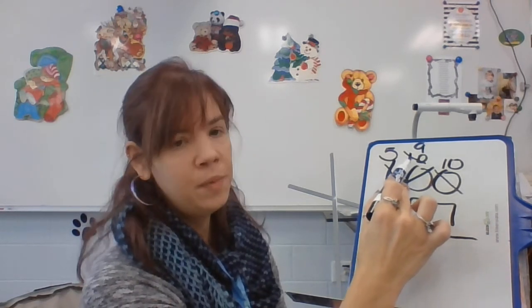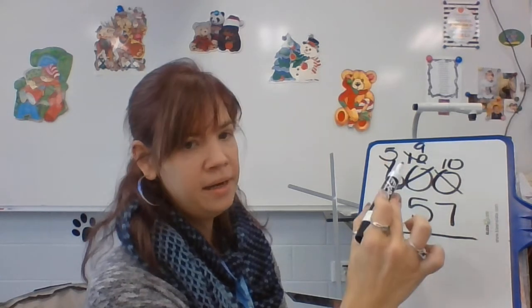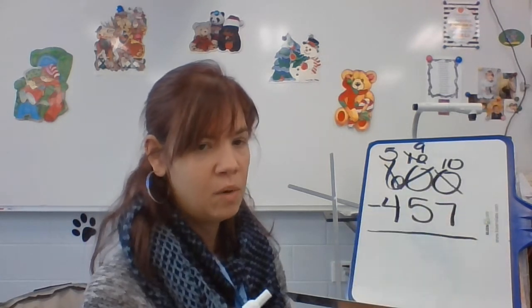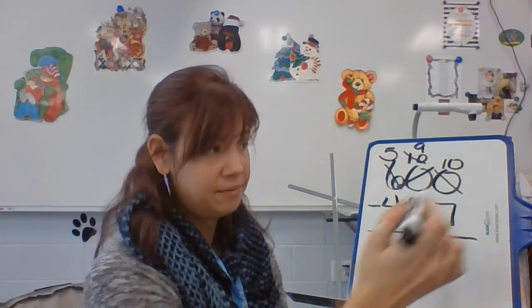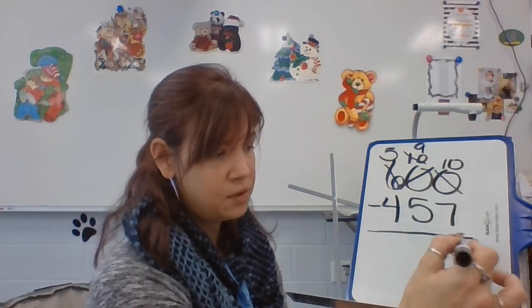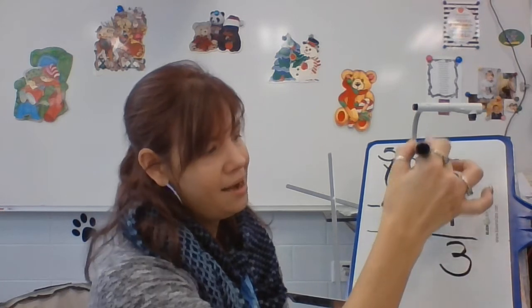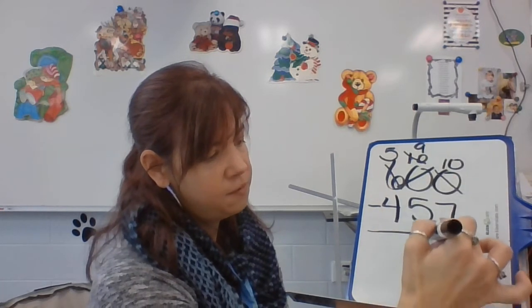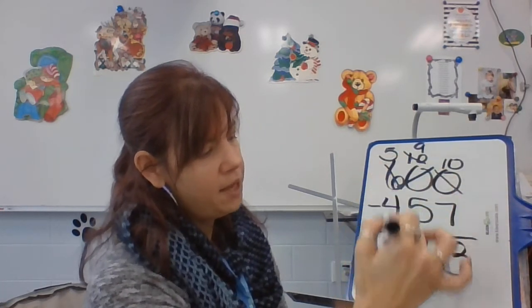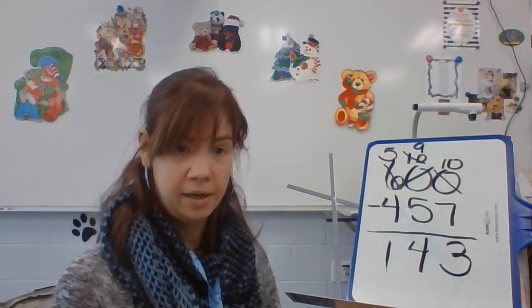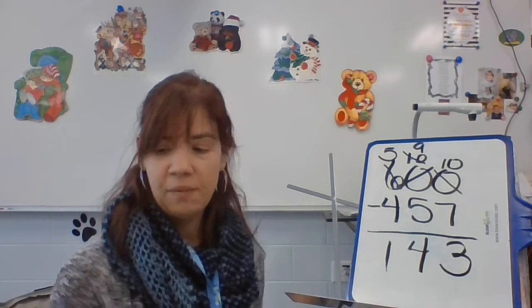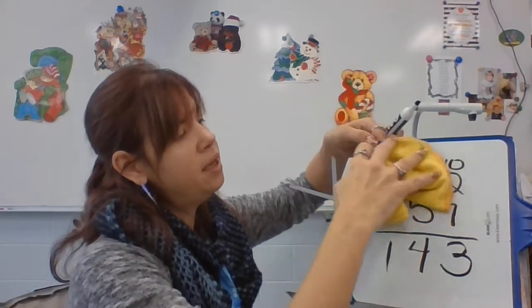Now I can regroup again. That's where that 9 comes in, and we make our ones place a 10. Now we can subtract again. So 10 minus 7 is 3. 9 minus 5 is 4. And 5 minus 4 is 1, for 143. All right, hopefully, again, I'm not going too quick for anybody.